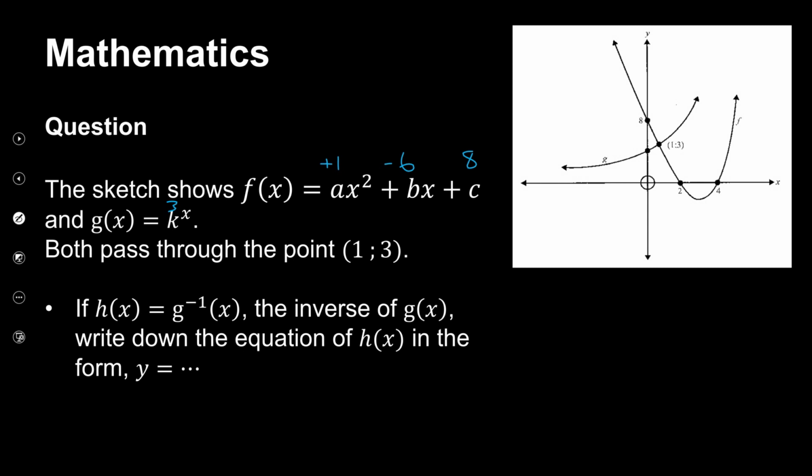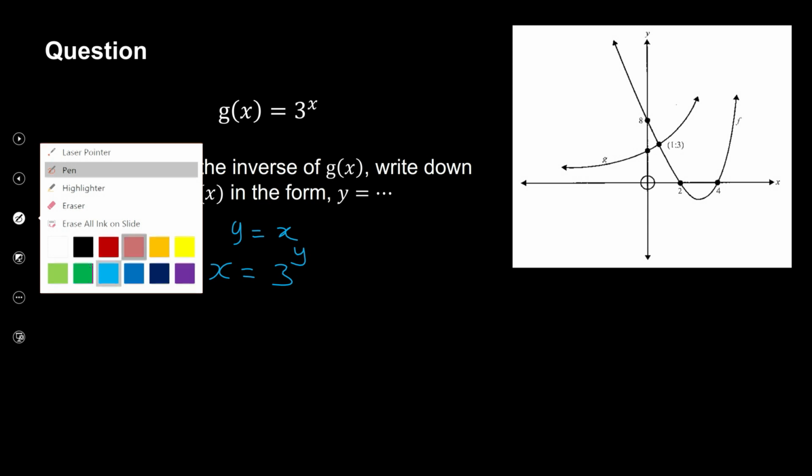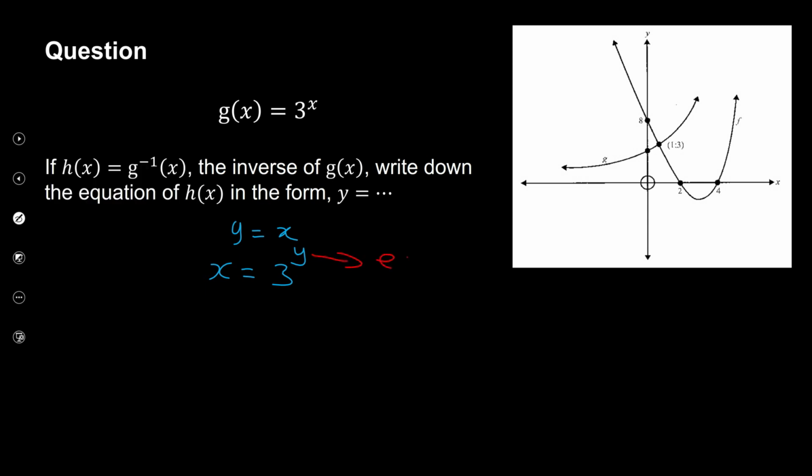Now, if h of x is equal to the inverse of g of x, we need to write down this equation, right? h of x is the inverse of g of x. Just remember, to actually go about doing this, you need to interchange. So y equals x. So this becomes x is equal to 3 to the exponent of y. And then remember to label your points. This is my exponent, and this is my base, and this is my number.